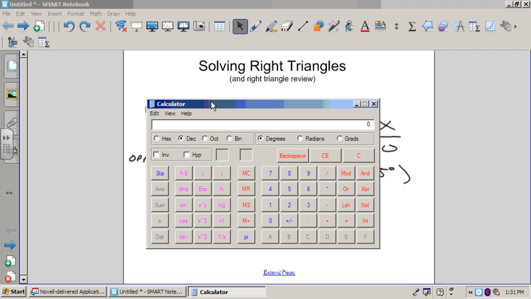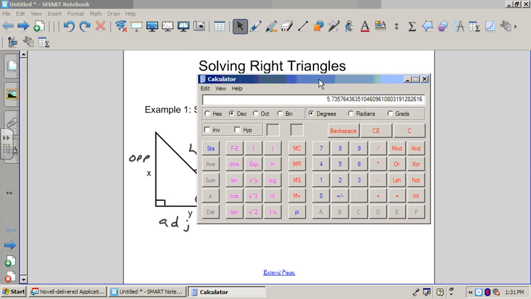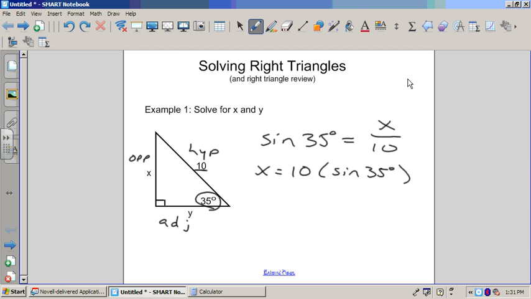And I want to do 10 times the sine of 35. So I'm going to do 35, take the sine of 35, then multiply that by 10. And what do I get? Approximately 5.7. So the value of x is approximately 5.7. Don't know what the units are, so I'll leave it there.